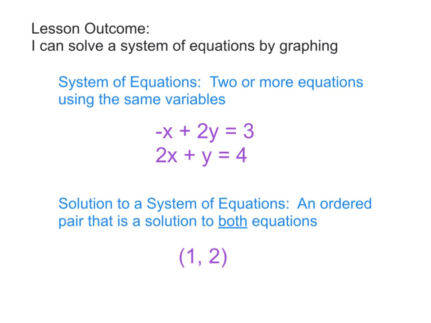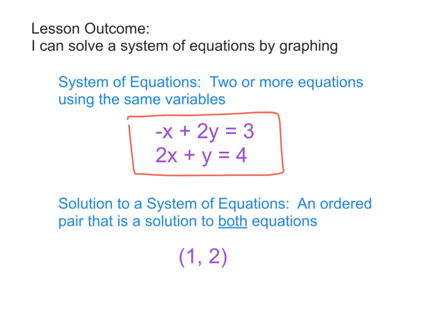In this unit, we will only use two equations, but it is true that if there are more equations, that would still work. So this right here is an example of a system of equations. We've got negative x plus 2y equals 3 and 2x plus y equals 4. It's two different equations, and they use the same variables, x and y.